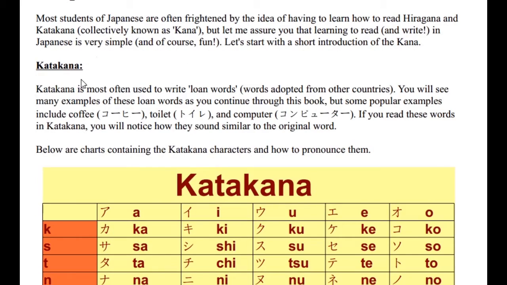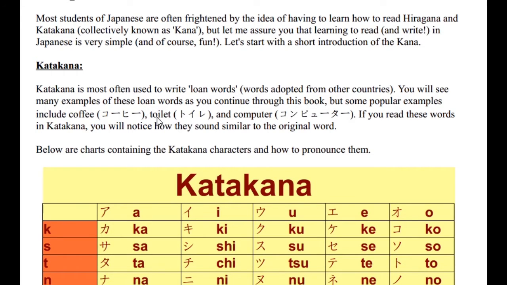So first, we have katakana. As you may or may not know, katakana is often used to write loan words. Loan words are basically words that have been adopted into the Japanese language from other languages. So here we have some common examples: kohi, which is coffee, toire for toilet, or computer for computer.